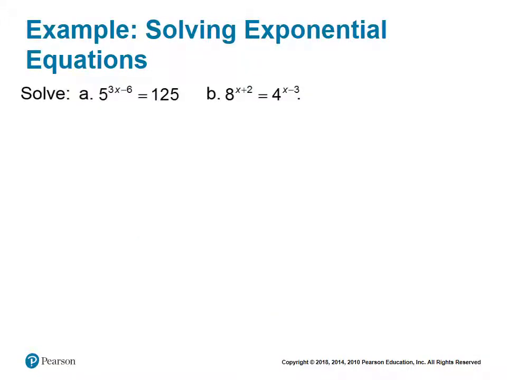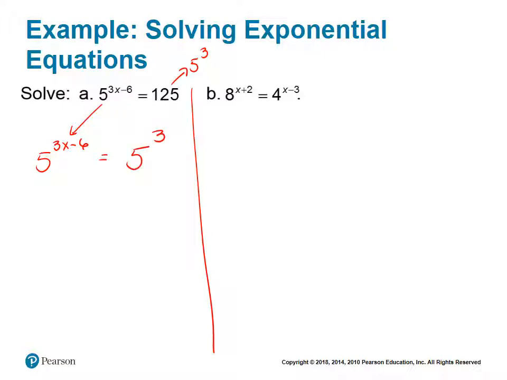Now here are some examples using exponents. In this first example, we see the base of 5. 5 is raised to the 3x minus 6 exponent. And then we see 125. If you think about 125, it is really 5 to the third power, because 5 times 5 times 5 is 125. So we could rewrite 125 as 5 exponent 3. Now we have a one-to-one pattern.